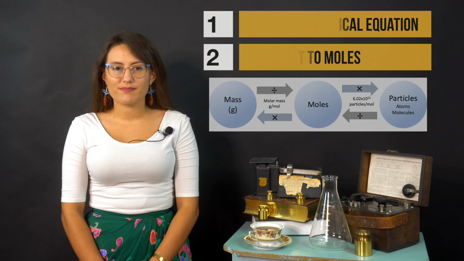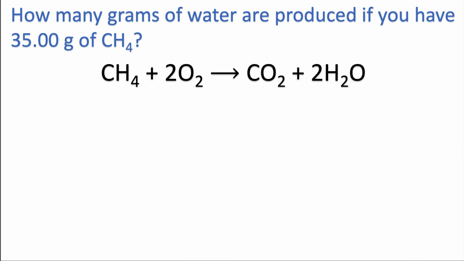Let's look at the following reaction where methane, CH4, reacts with oxygen gas in a combustion reaction to form CO2 and water. If we begin this reaction with 35.00 grams of methane, how many grams of water are produced? The very first step is to ensure we are working with a balanced chemical reaction. If we wanted to balance this reaction, we would find that one molecule of methane reacts with two molecules of oxygen. It produces one molecule of carbon dioxide and two molecules of water.